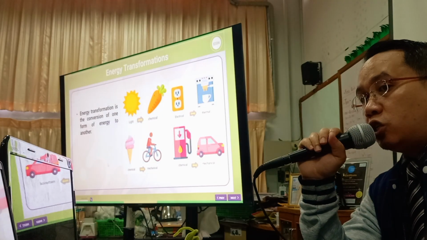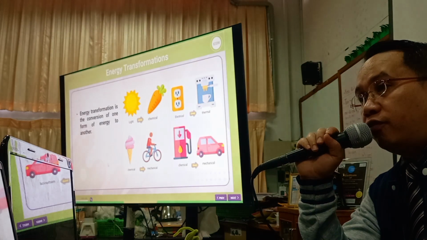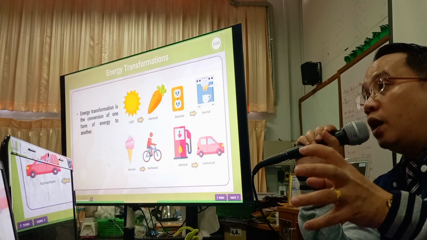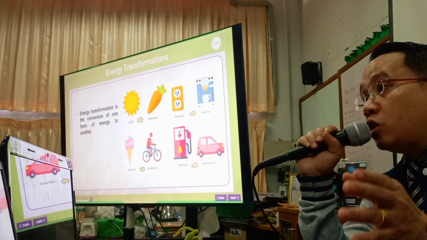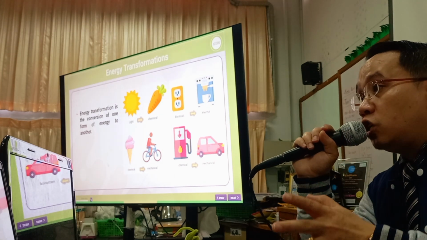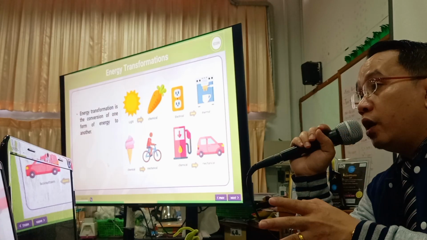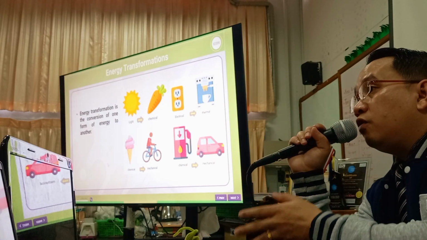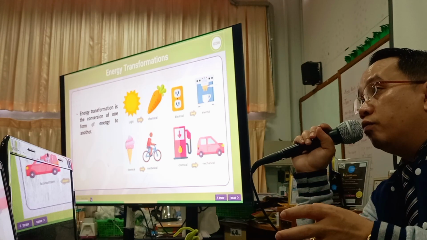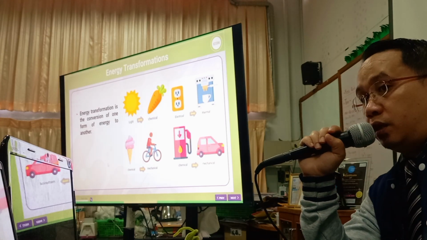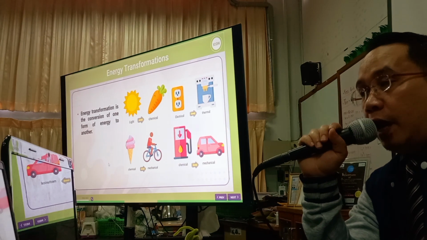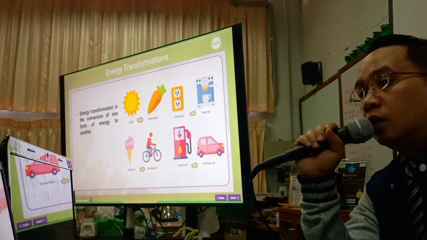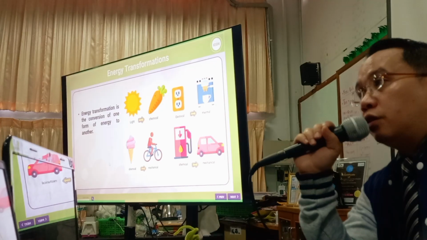Energy transformation is the conversion of one form of energy to another. Always bear this one in your mind. Transformation talks about changing from one energy to another energy, and that will be beneficial. It serves your purpose. So, light can be converted to chemical energy, to electrical energy, to thermal energy.